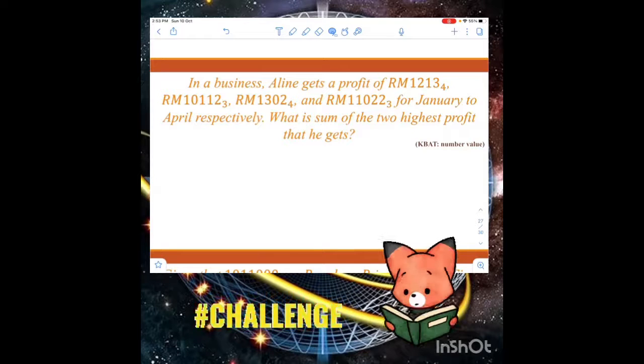How number base can play a role in contributing marks in paper 2s. Now let's go to the questions.